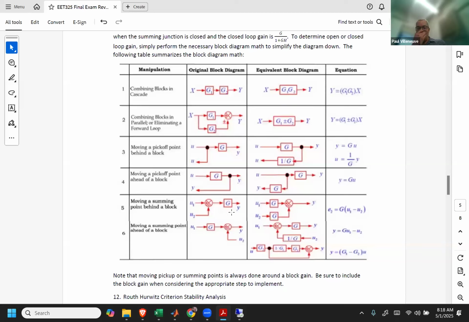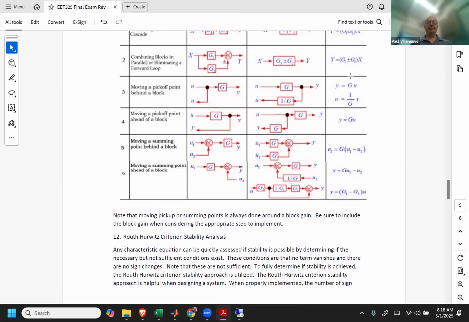In my summing junction, I'm moving the gain in front over here. So now I can see that I've got to multiply both of those by G. Or if I'm moving in the other direction, I need to divide by my value of G. So again, just looking at combining these blocks, figuring out what's the best way to do it, and then using the items here in the table to help you with that.